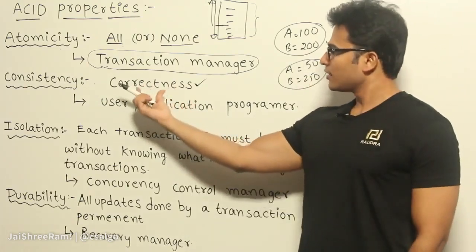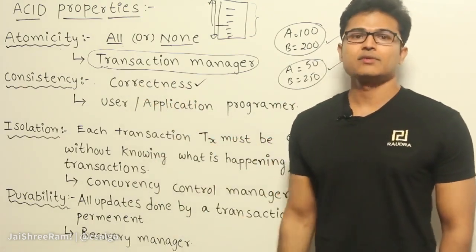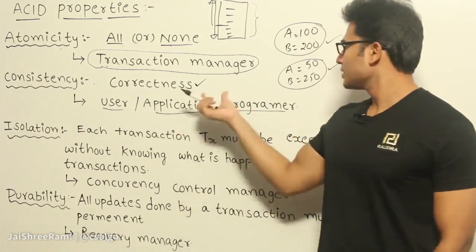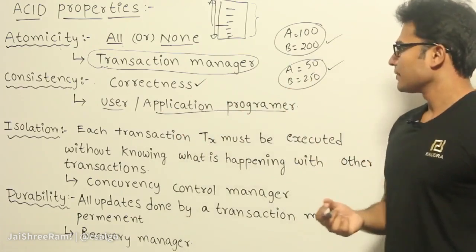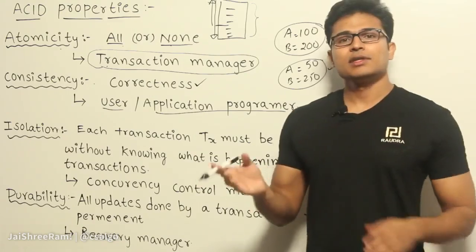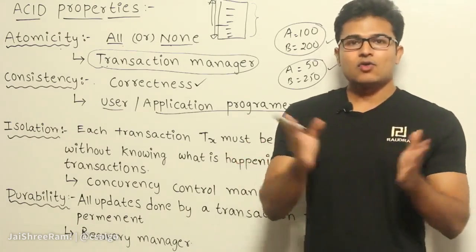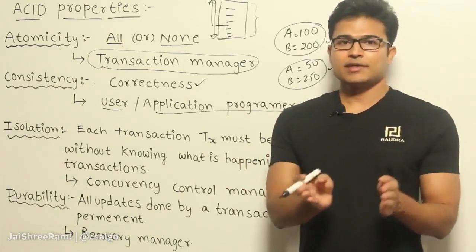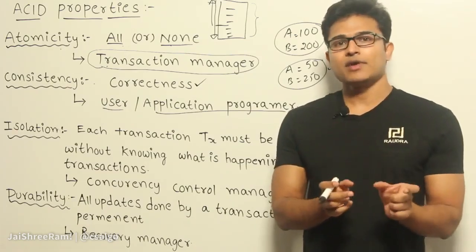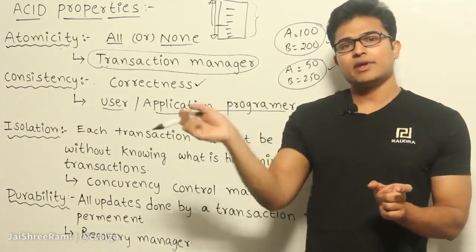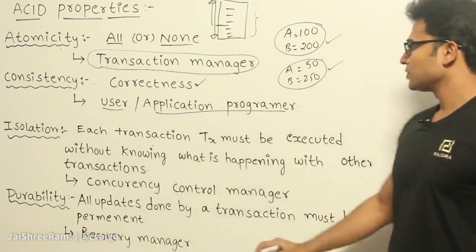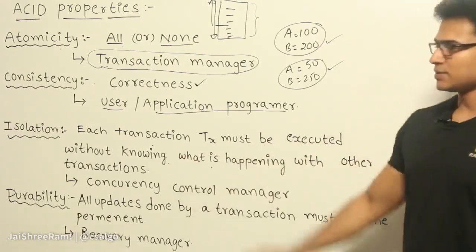Now who should be responsible for this consistency? The one who is going to write the transactions, right? Which means the user or application programmer who is actually writing it has to see that this is being done. And the next one is isolation. Isolation means even though we are executing many transactions together, the overall effect should be as if each transaction has been executed in isolation. A transaction should not be affected by the other transactions executing. That is called isolation, right? Each transaction Tx must be executed without knowing what is happening with other transactions.